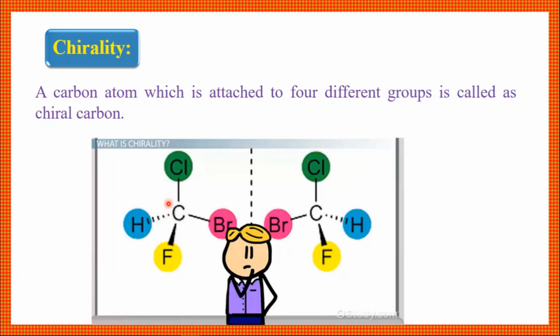And it is also called a dissymmetric carbon, or an asymmetric carbon. And sometimes this carbon is called a stereogenic center.